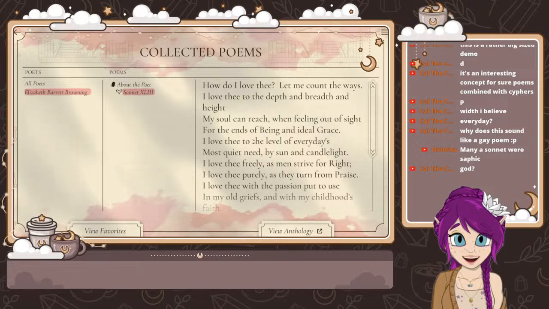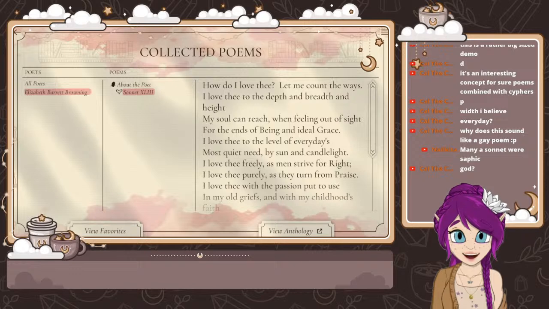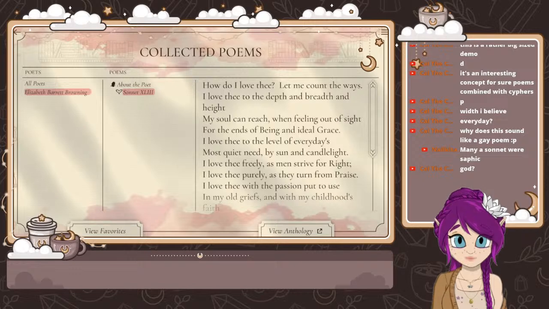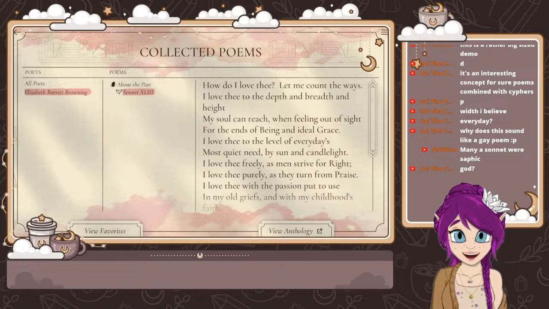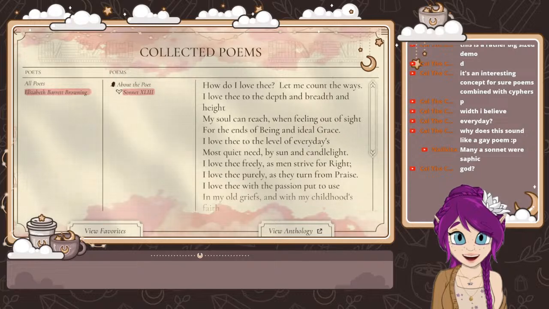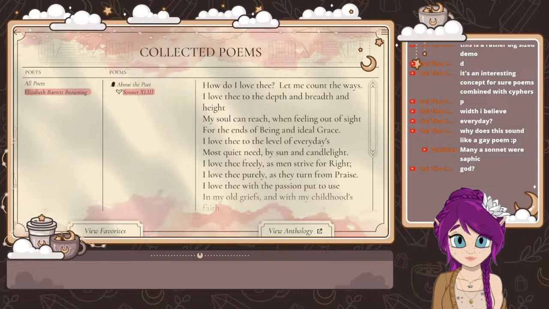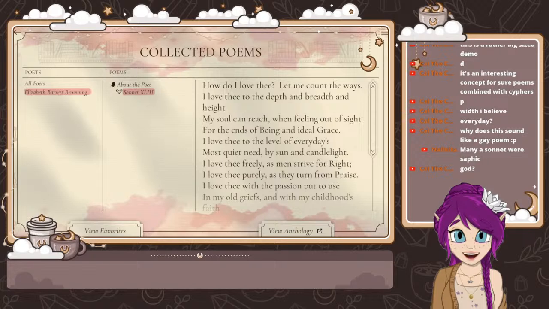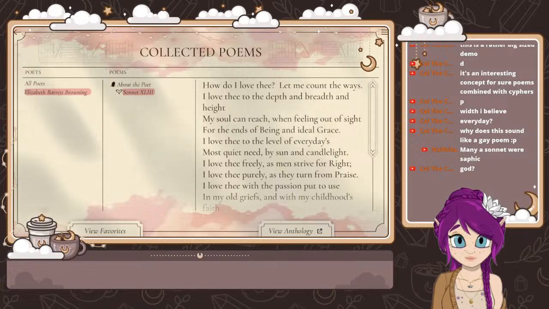Cool. Now we get the entire poem. Let me Google the author because I'm curious now. Elizabeth Barrett. Elizabeth Barrett Browning. English poet in Victorian era.